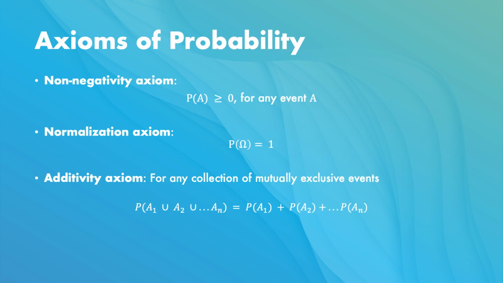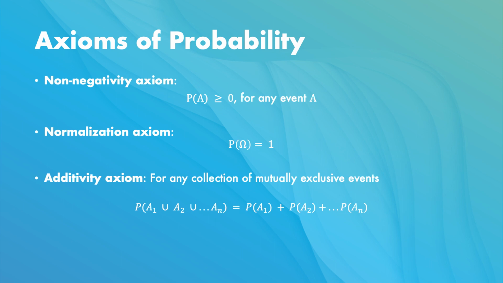Probability functions are very special functions because they need to obey certain rules, certain axioms. One of them is non-negativity. It means that the probability of A is always greater than or equal to 0, so we can't have negative values as probabilities. And the normalization axiom says that the probability of the sample space equals 1.